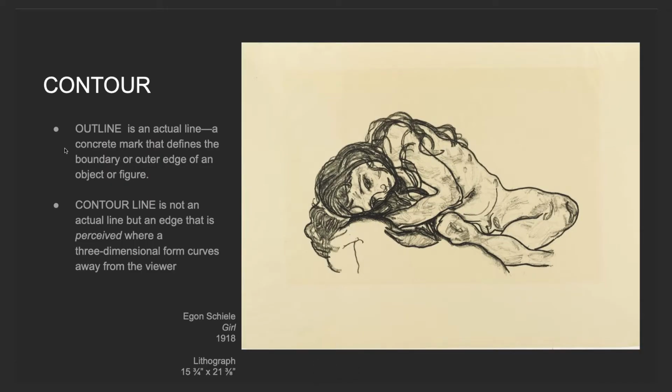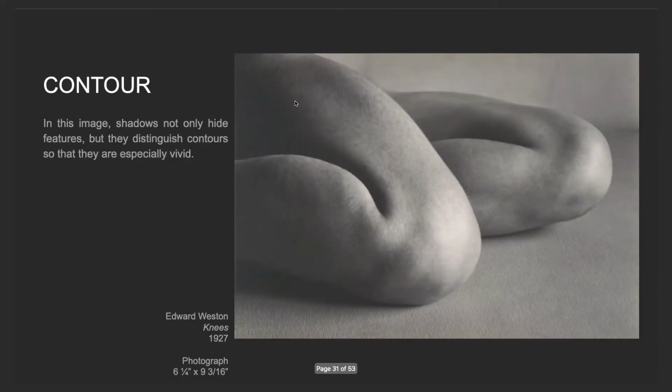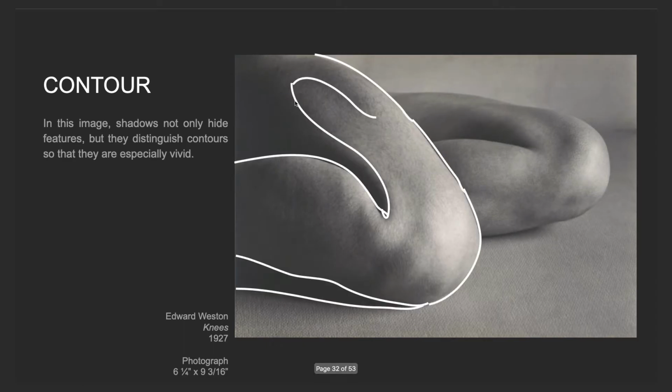Contour lines are lines that follow surfaces, either around the edges, which would be more of an outline, or going through the body of this drawing. So lines that go through an object or outline it, particularly those that go through the object. Contours of the knees, as an example. Shadows often cast, they draw contour lines for you.